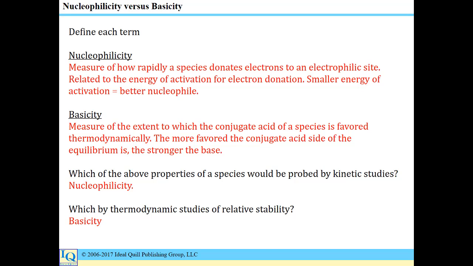Basicity, on the other hand, is a measure of the extent to which the conjugate acid of a species is favored thermodynamically. The more thermodynamically favored the conjugate acid side of an equilibrium is, the stronger the base will be. Given those definitions, if we would like to use a kinetic study, or a study of the rates of reactions, to determine a property, we would have to use that study to determine nucleophilicity. On the other hand, if we had a study of an equilibrium process, which is a thermodynamic study, we would determine the basicity of a species using such an analysis.